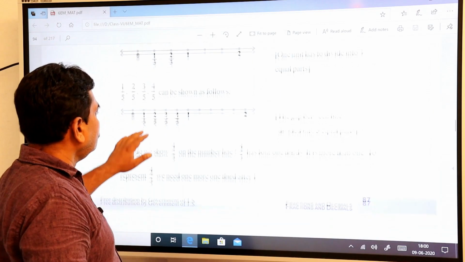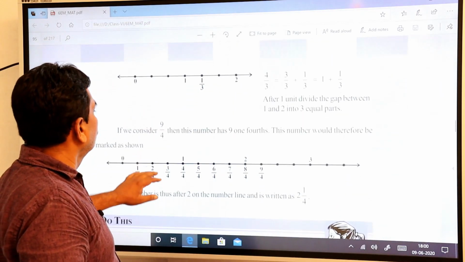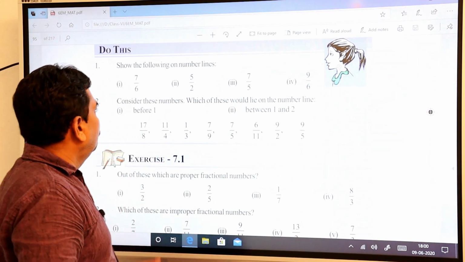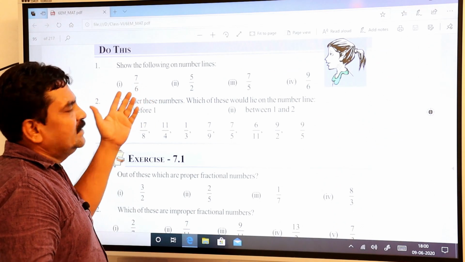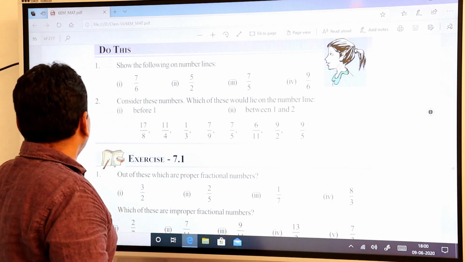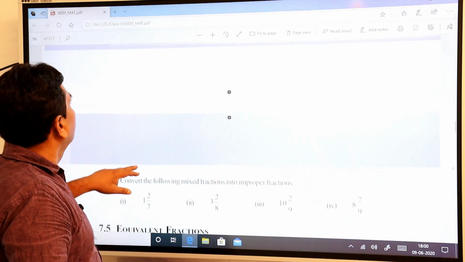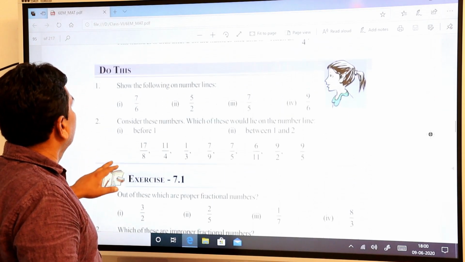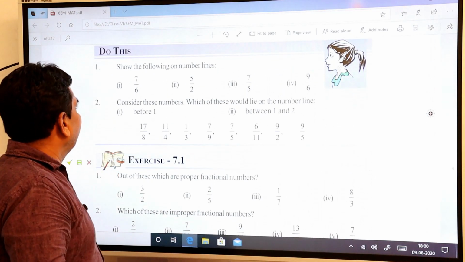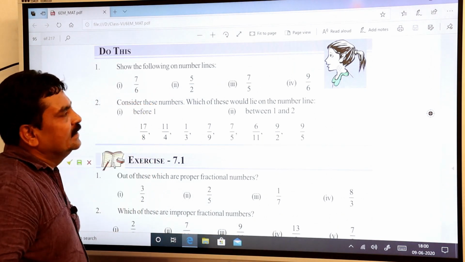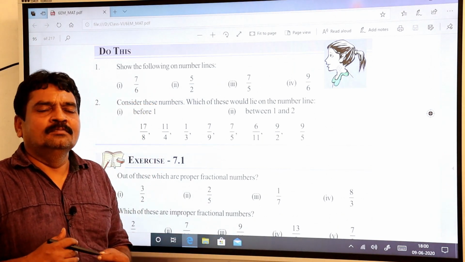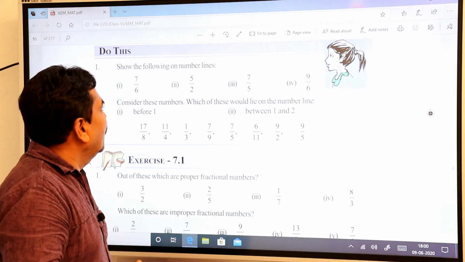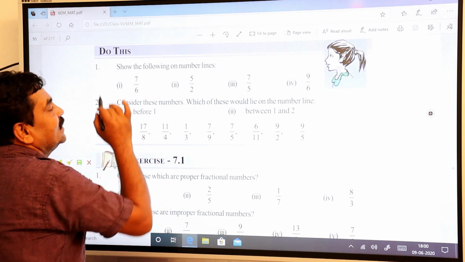Let's see how you are going to do. I have told you the first, 7 by 6, you can do it. Do this on page number 88. Let's see. 7 by 6. Draw a number line. You make 6 partitions between the consecutive numbers on a number line and then see where 7 by 6 comes.